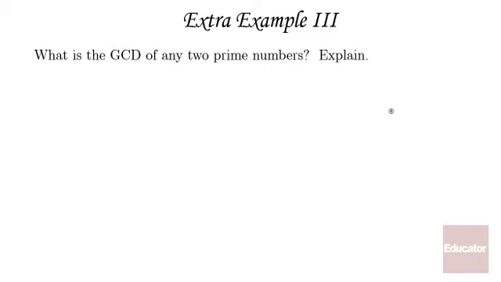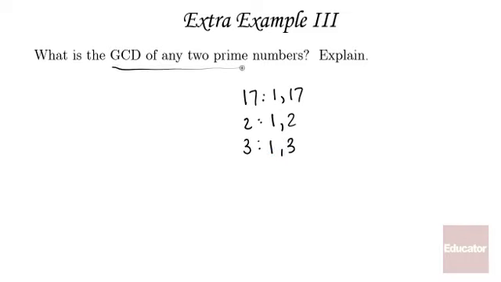What is the GCD of any 2 prime numbers? Explain. Well, GCD means the common factors, and we know that prime numbers always have factors of 1 and itself. So, for example, 17. It's a prime number, its factors are 1 and itself. How about 2? That's a prime number, its factors are 1 and 2. Or 3, also a prime number, 1 and 3. So do you see a pattern occurring?